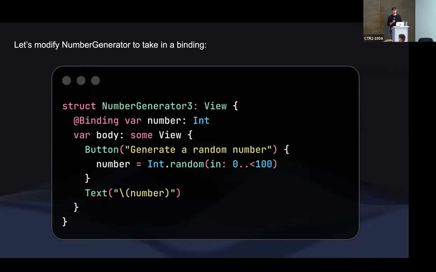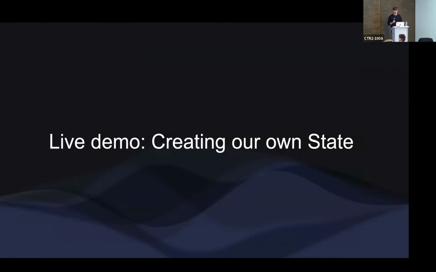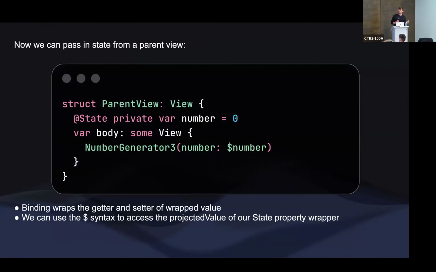We're accessing number. We're updating number with a random integer between 0 and 100 when this button is clicked. Okay, so this is an example of how we might use our number generator 3 from the parent view. What we've done here is we've created the state on the parent view. And like I said before, it's private and it's initialized on declaration. We have our body here, and we're just creating a number generator 3 struct inside our body.